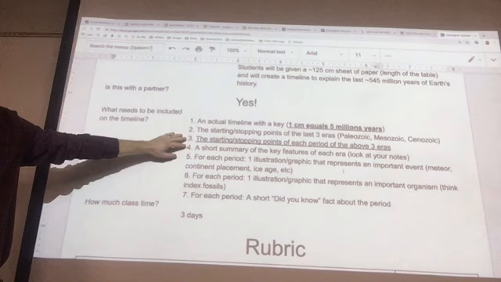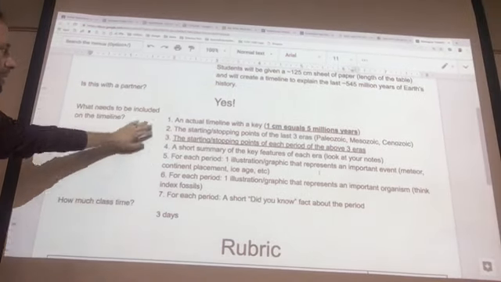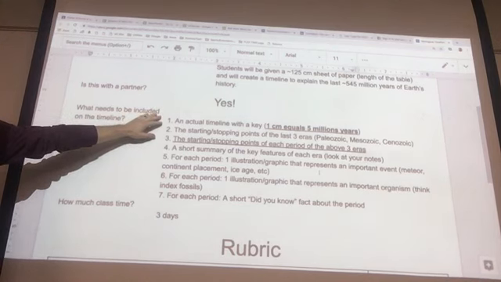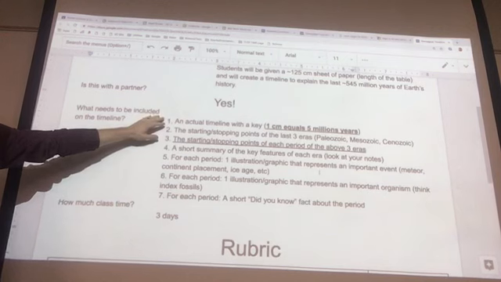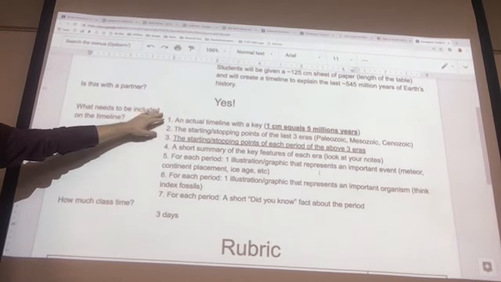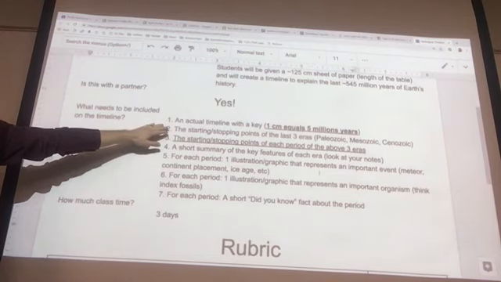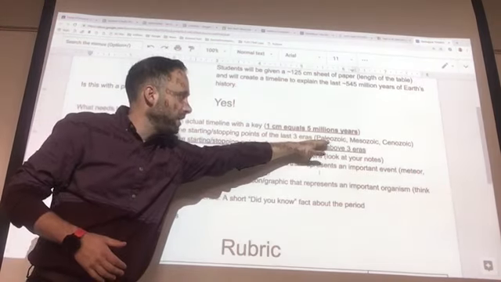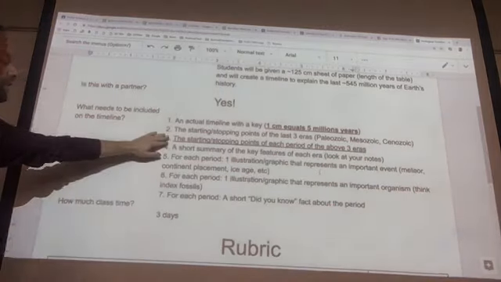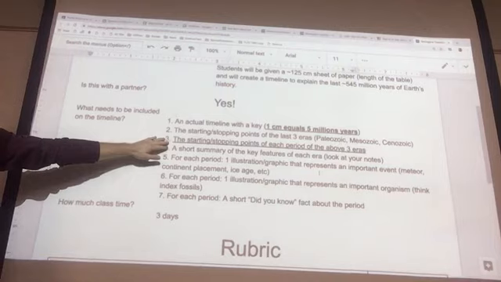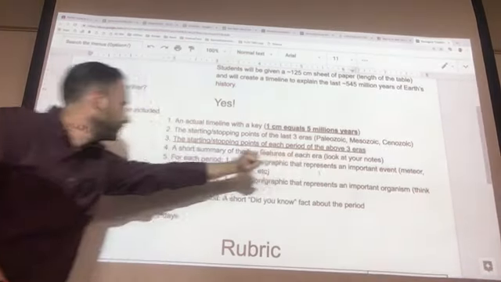So what needs to be included in this timeline? An actual timeline with a key. And to make it all work, 1 centimeter equals 5 million years. The starting and stopping points of the last 3 eras, the Paleozoic, the Mesozoic, and the Cenozoic. You also need to include the starting and stopping points of each period of the above 3 eras.